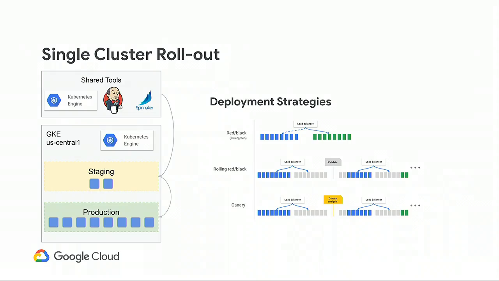Okay, so in a single cluster rollout, we have our shared tools cluster up there, and you start your rollout by going to your staging environment, deploying your canary, and once it's validated, you roll it out from there. Same kind of thing for your production environment. So you deploy your canary and then roll it out from there. On the other side of the slide are some deployment strategies that you could use, but typically you find yourself in the rollout scenario because it's more resource friendly.